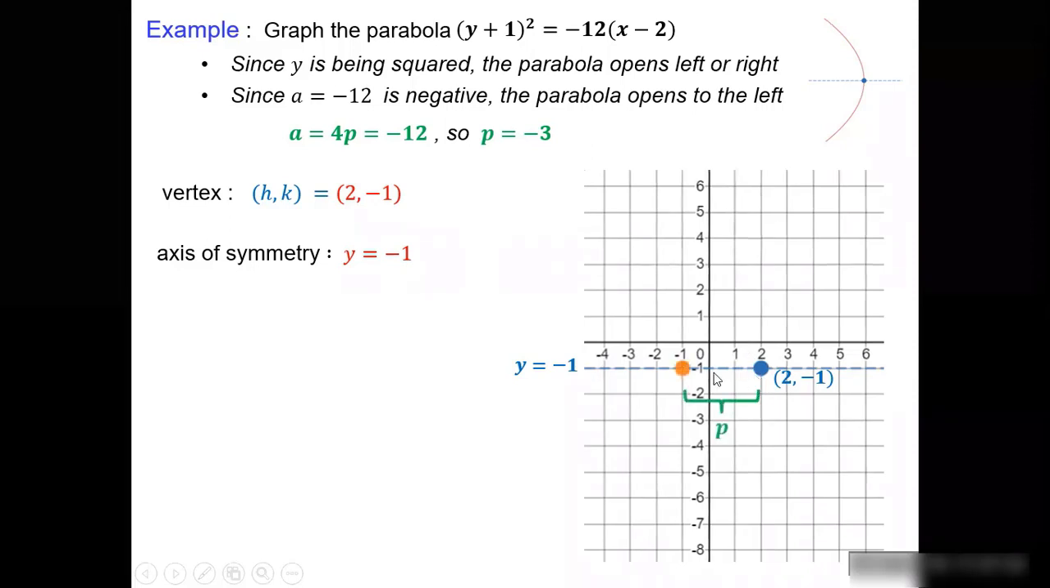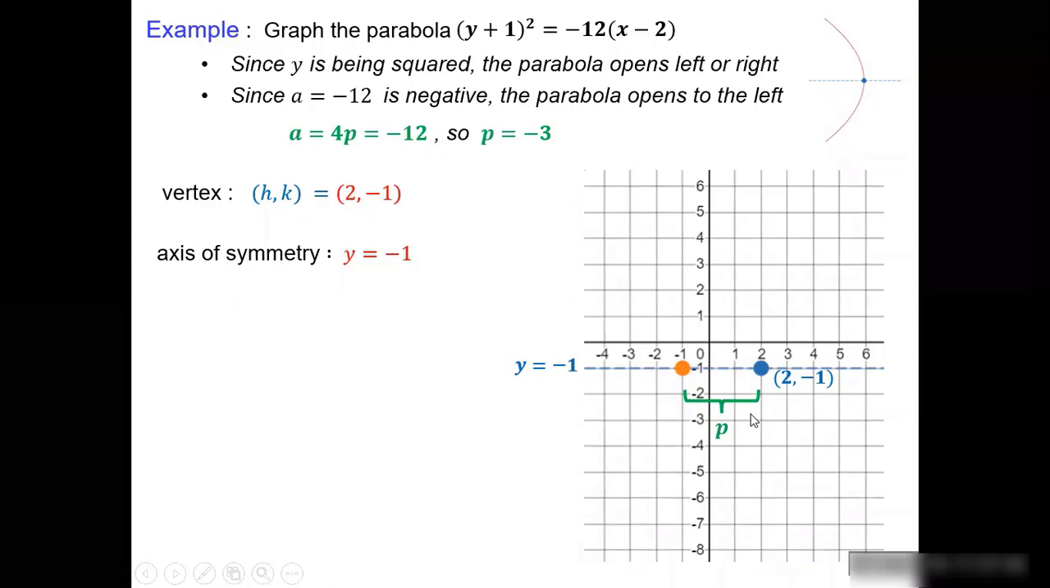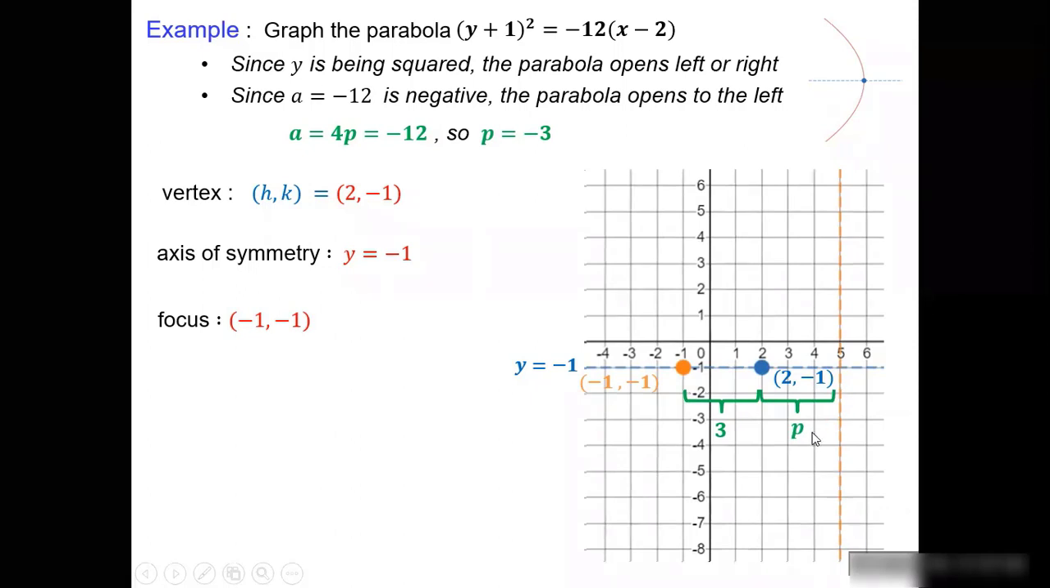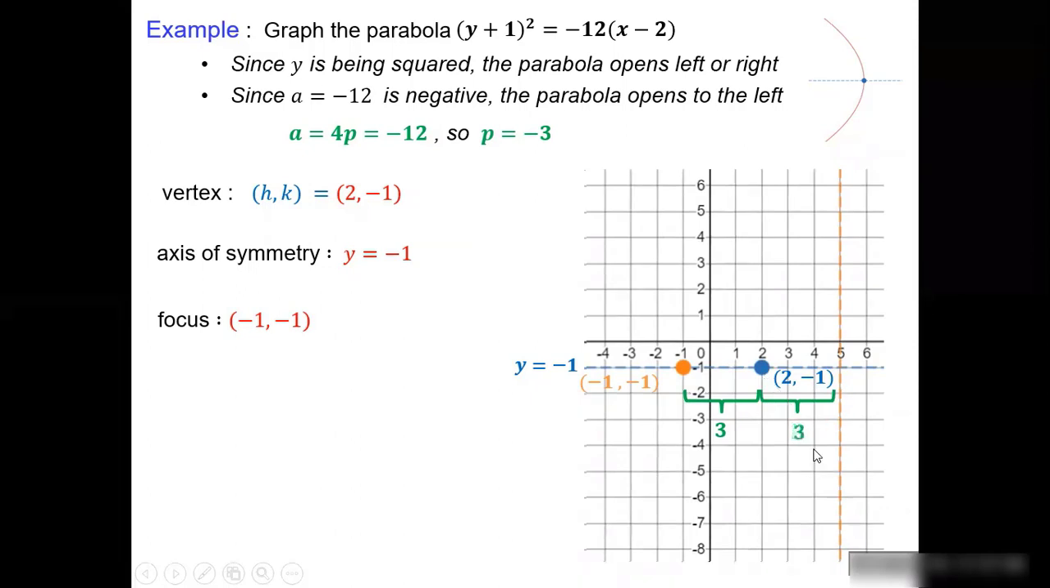And therefore, we plot the focus p units away from the vertex. So that point is going to be 3 units from the vertex, and therefore the focus is at the point negative 1, negative 1. Well, we should be able to now go on the opposite side of the focus to the other side of the vertex over here in order to recognize that the directrix will also be p units away from the vertex, only on the opposite side of where the focus is. So since this directrix is also 3 units away from the vertex, we know that the directrix will be the vertical line x equals 5.